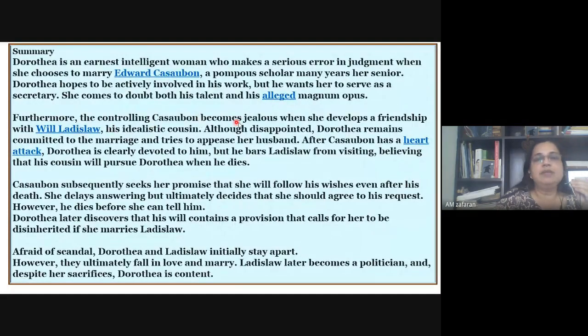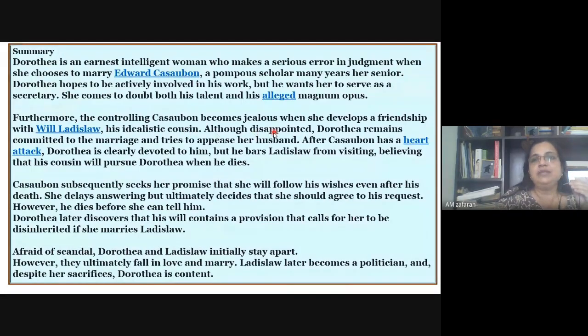Furthermore, the controlling Casaubon becomes jealous when she develops a friendship with Will Ladislaw, his idealistic cousin. So she meets Casaubon's cousin, Will Ladislaw, who's young, out of college, just looking for a proper professional engagement. At that time, she meets Will Ladislaw and she becomes very friendly with him. She's very much attracted to his charms, his jovial nature, his element of fun and frivolity that he's able to bring into this otherwise very dull life that Dorothea leads. And Casaubon becomes very jealous of the friendship that develops between these two.